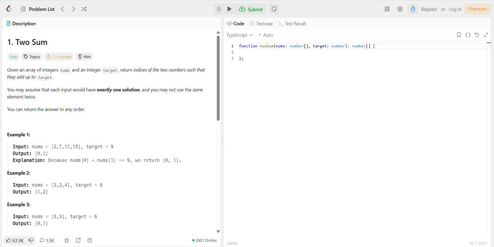Let's work on this problem. Today we're going to work on the two sum problem. So the purpose of this session is basically I want to give myself the opportunity to explain the solution and then spot any mistakes.